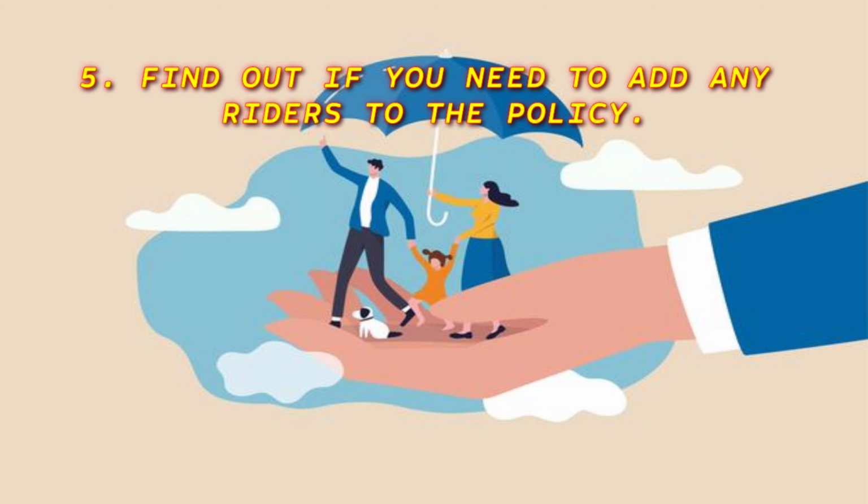5. Find out if you need to add any riders to the policy. There are 2 that you should consider: waiver premium and guaranteed insurability. Some policies come with one or both included with the basic contract, but, if not, it is generally a good idea to add them. Waiver premium pays the life insurance policy premium for you if you are disabled. Guaranteed insurability permits you to add to the death benefit without providing additional evidence that you are in acceptable health.